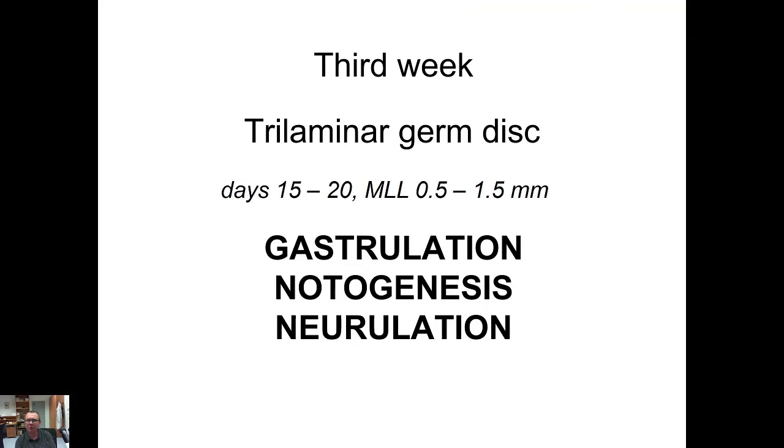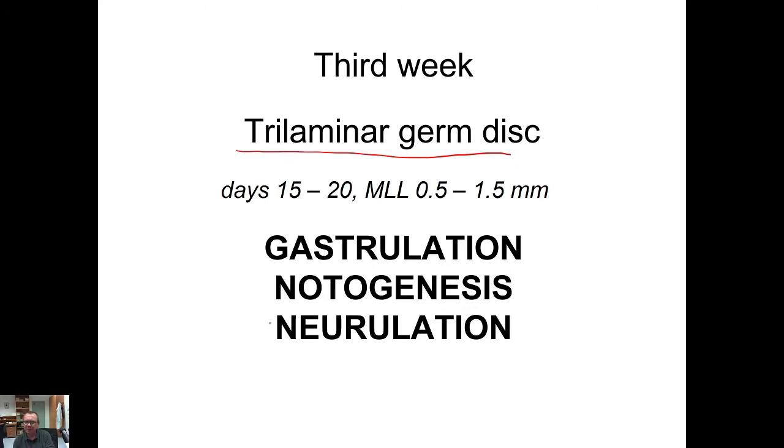The third week of development is typified by three important events. Gastrulation, which is the formation of three layers, so the embryo is changing from a bilaminar to a trilaminar germ disc. Then there is also notogenesis, the process when the notochord is forming and when axial structures are established.